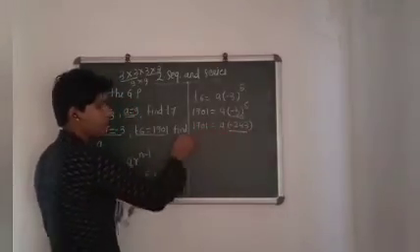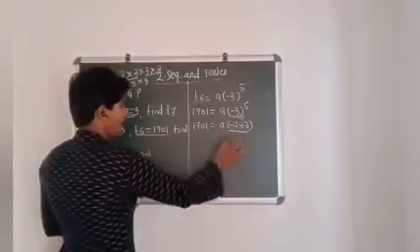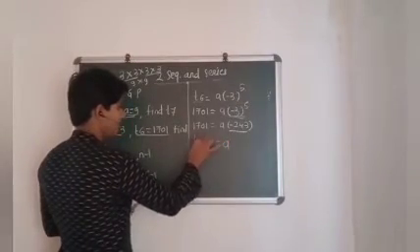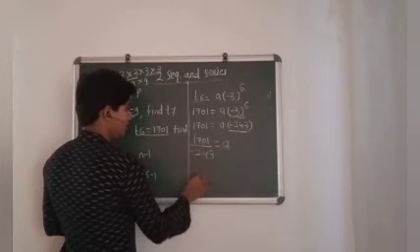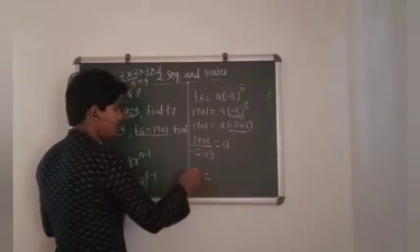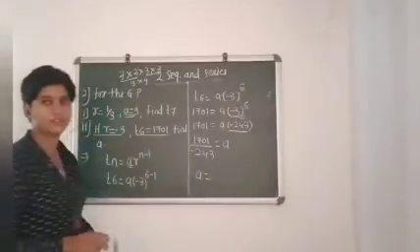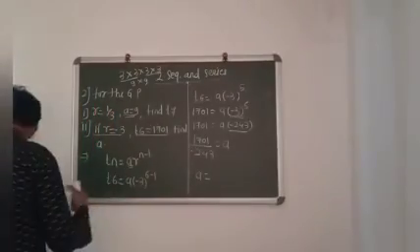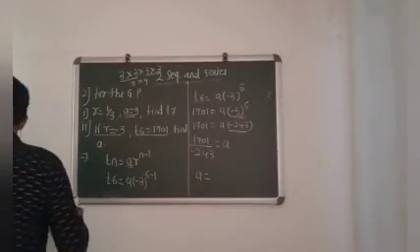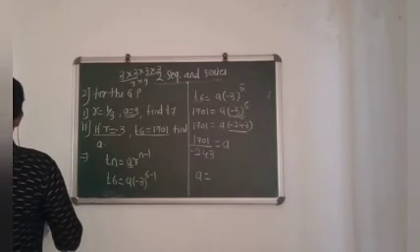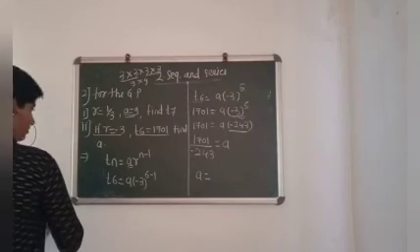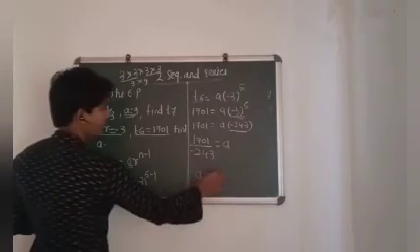This term is multiplied with A, so it goes to the other side to be divided. That means A is equal to 1701 upon minus 243. Then to get the solution, cancel the numerator and denominator by 3, or directly divide, and we get A is equal to minus 7. A is equal to minus 7.